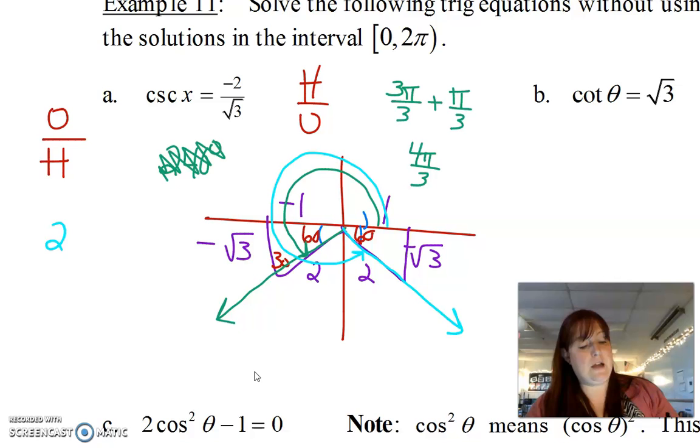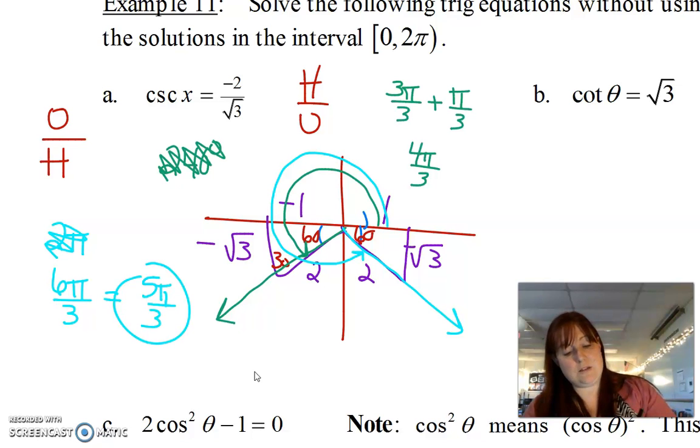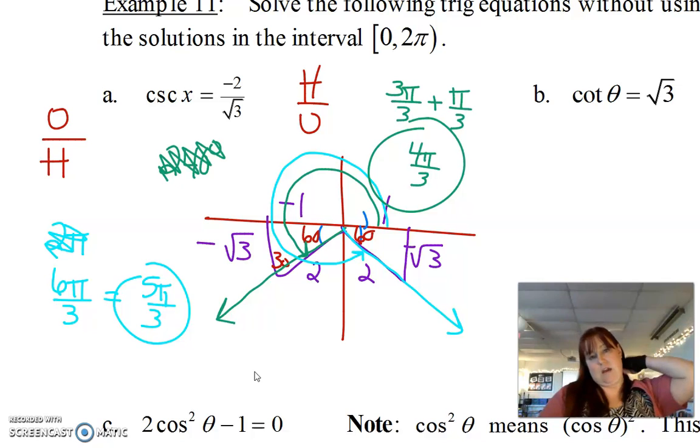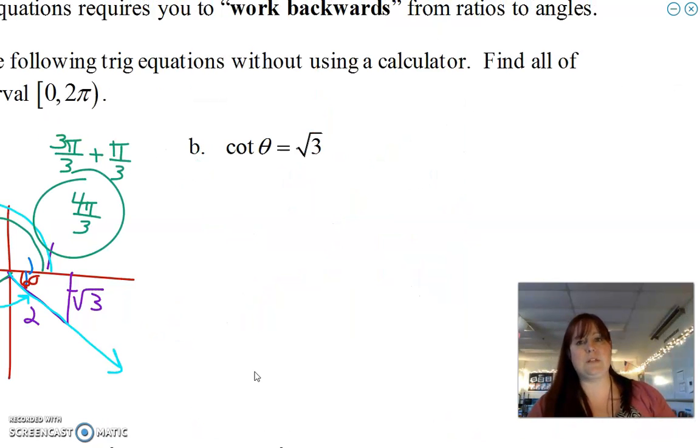Okay, we had 2 pi total, which is the same as 6 pi over 3, okay? And we're almost there. Do you see this? We only have a third of a pi left. So we have everything except for a third of that pi. So that makes this 5 pi over 3. So our two possible answers for this one are 4 pi over 3 and 5 pi over 3. Okay, that was ridiculously long.